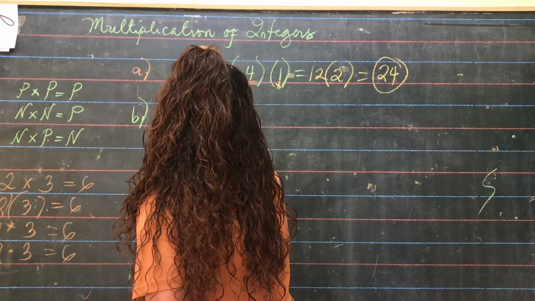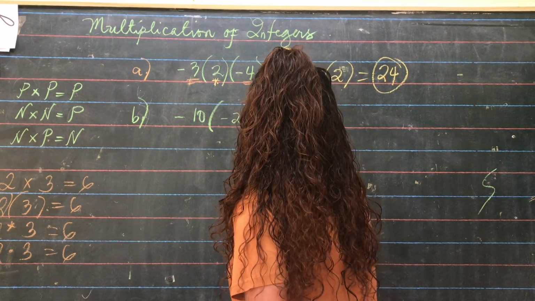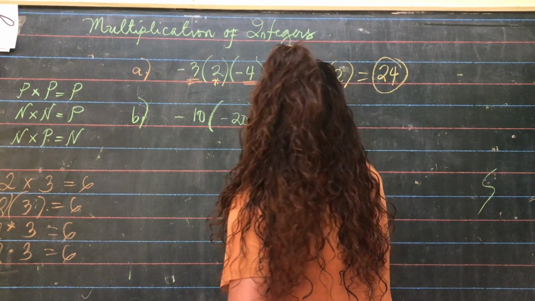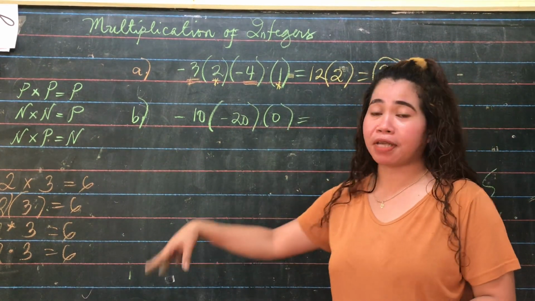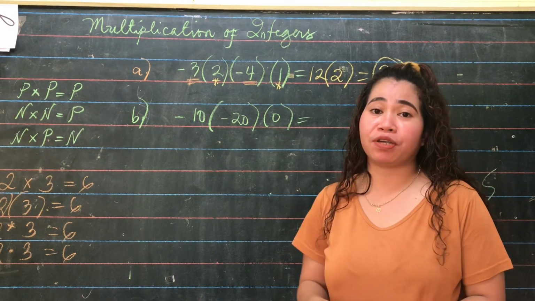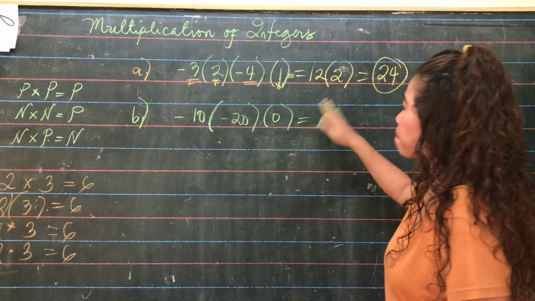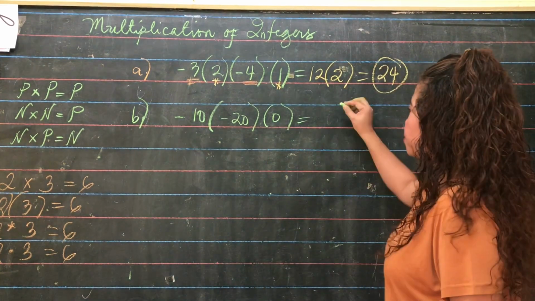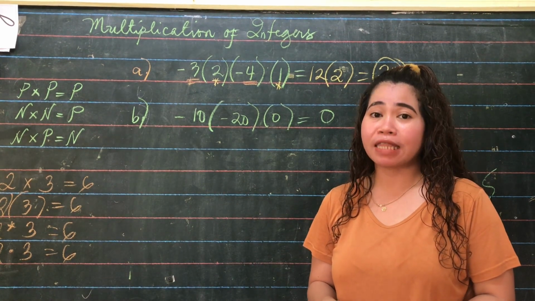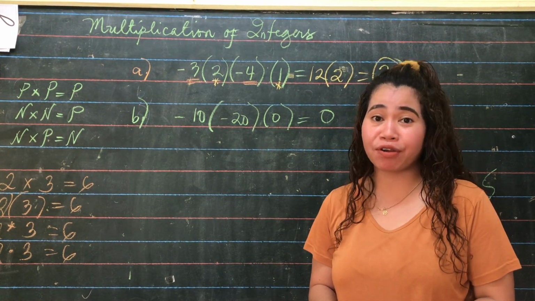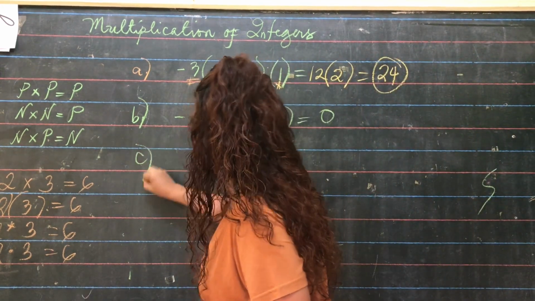30, negative 10, times negative 20 times 0. Okay. Pag 0 na gani, any number being multiplied by 0, the answer is always 0. Always 0. Ayaw na na-mind kung positive ba na or negative, automatic, that is 0. Sa 0, wala nay ginatawag na positive 0, negative 0. 0 is 0. Automatic na siya. 0.